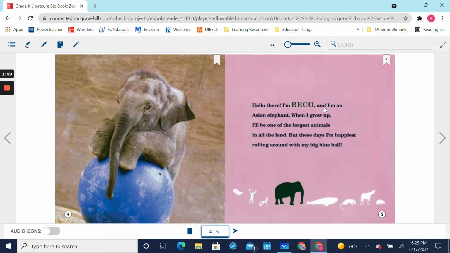Hello there. I'm Biko, and I'm an Asian elephant. When I grow up, I'll be one of the largest animals in all the land. But these days, I'm happiest rolling around with my big blue ball.